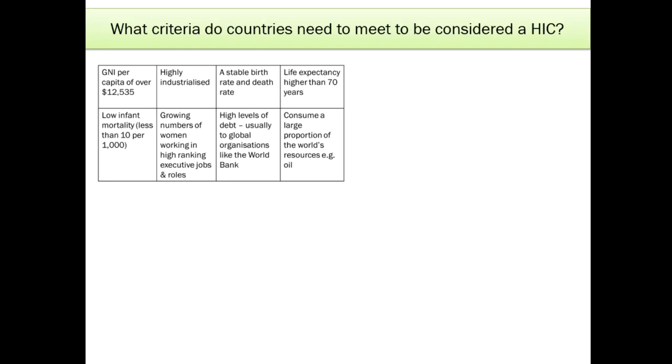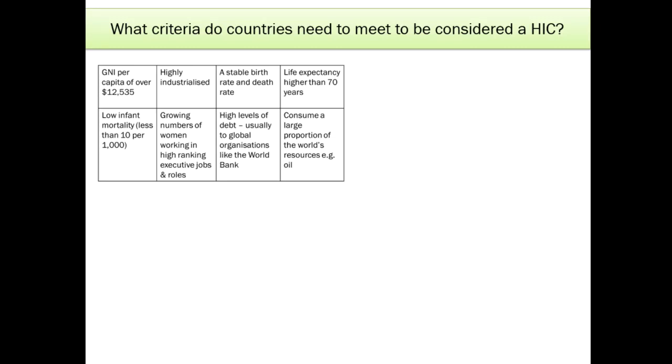There are some keywords in this information. If you're unsure of anything like birth rate, death rate, I've uploaded a PDF file which has the definitions for those key terms like low infant mortality, GNI, birth rate, life expectancy. So if you're struggling to understand what they mean, go and open that PDF file and that will give you the information you need to understand that.